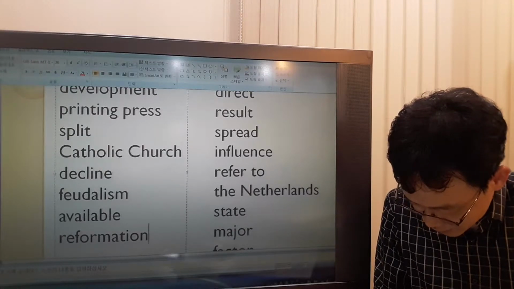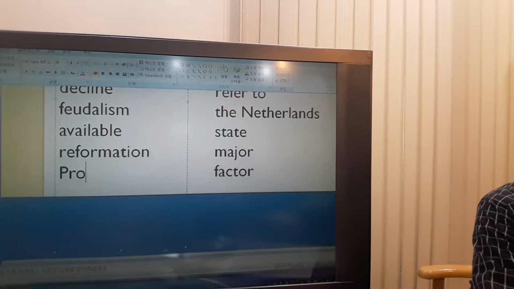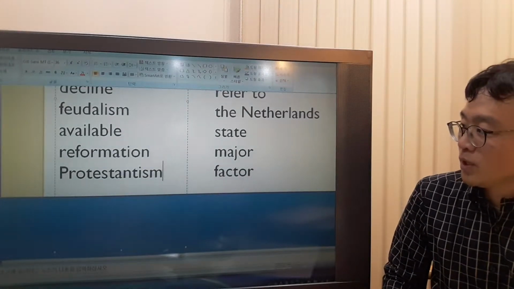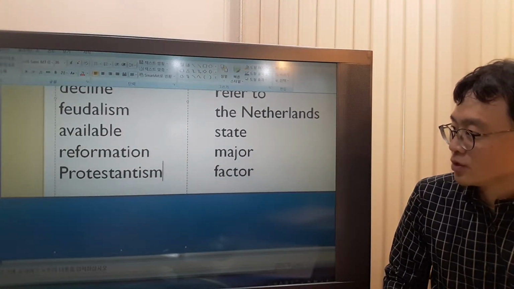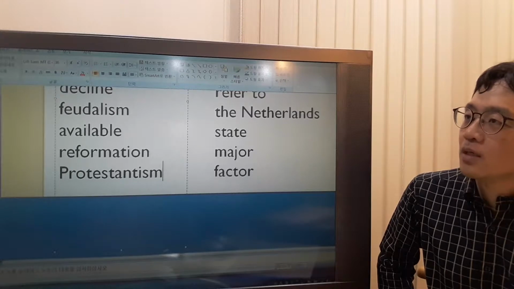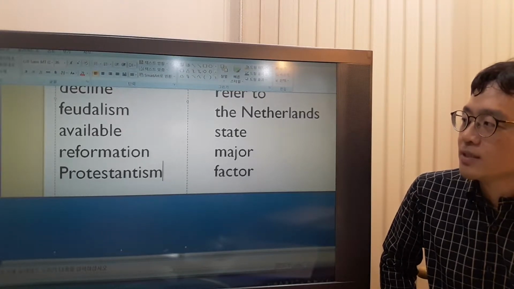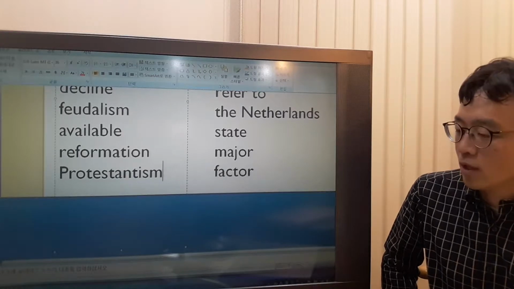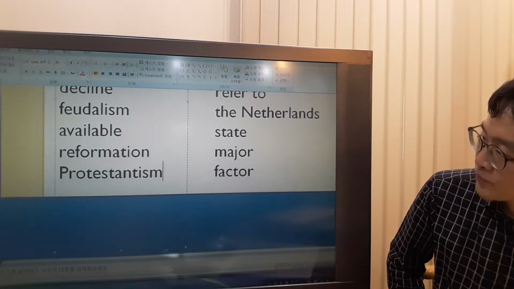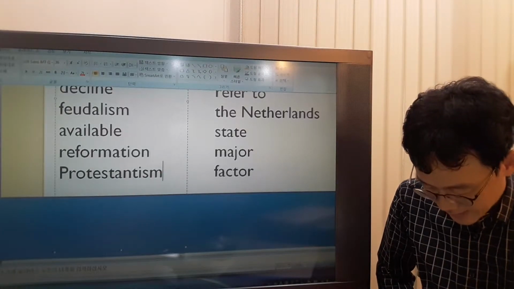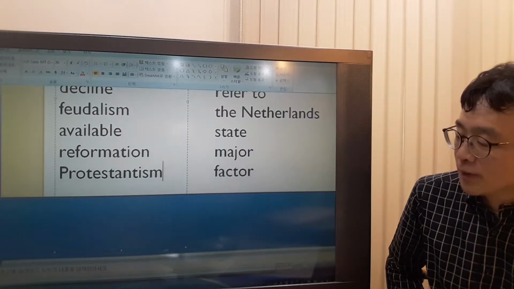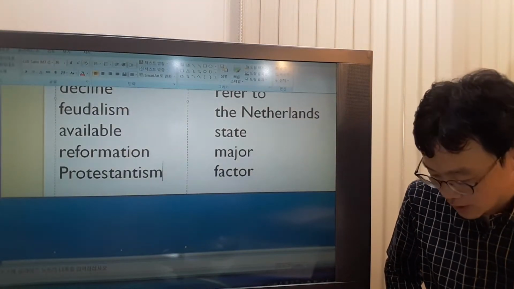The Reformation and the rise of Protestantism. Protestants are the people who wanted to change the Catholic Church, right? What does protest mean? Protest means to show that you do not approve, you are against something. They showed that they were against the Catholic Church. And they tried to base their religion as much as possible on the Bible and nothing else.